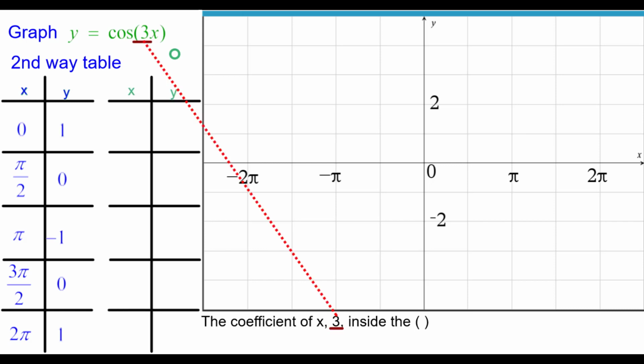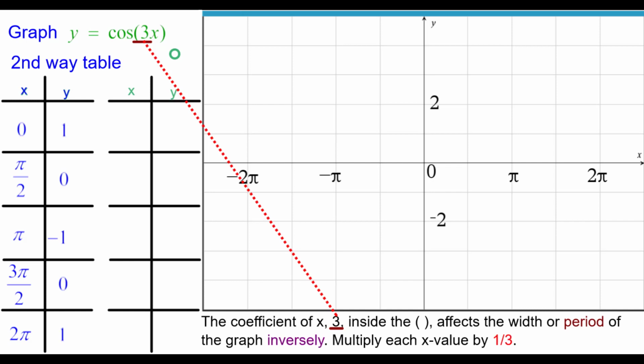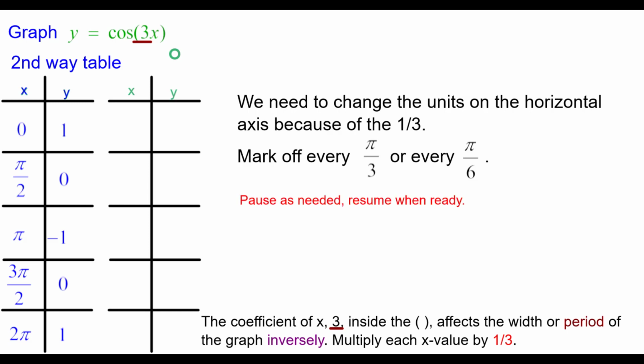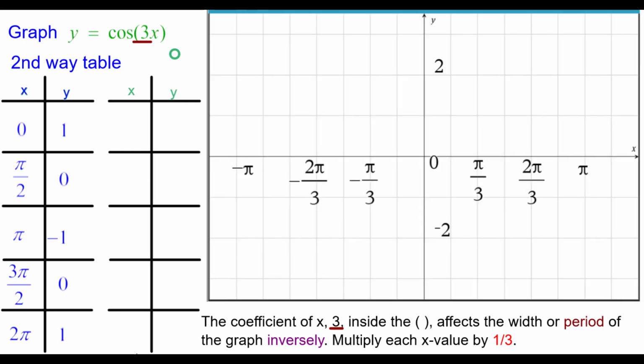We need to create a second table, and we're going to use the fact that the coefficient of 3 for x inside the parentheses affects the width or period of the graph inversely. So we need to multiply each x value by 1/3. We're also going to need to change the units along the horizontal axis because of that 1/3. So we're going to mark off every pi over 3 or every pi over 6. So we went with every pi over 6.